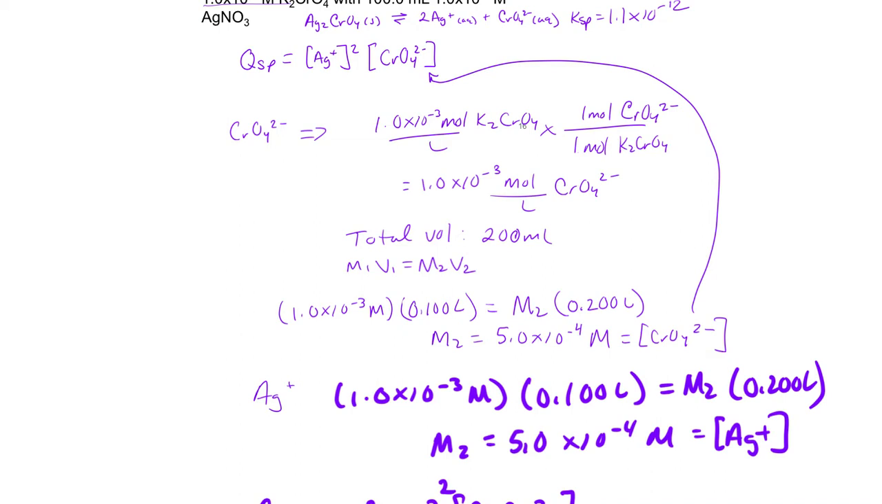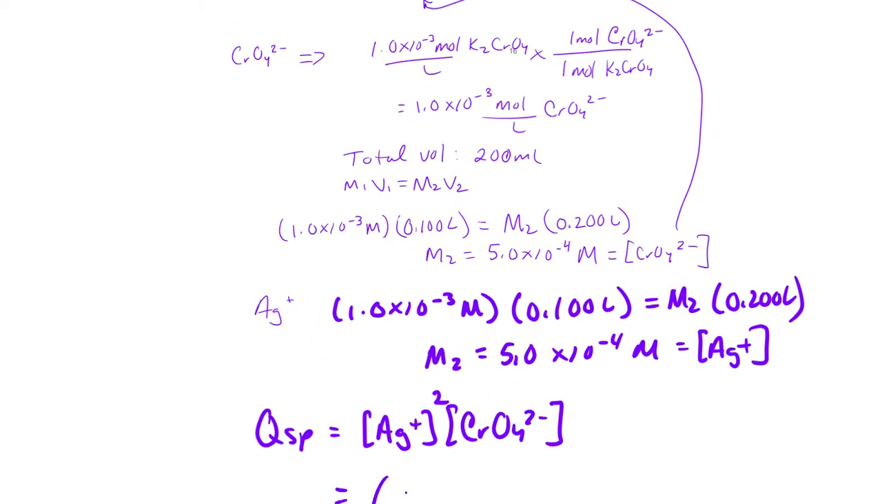So now we can plug these concentrations into our Q expression. Okay? So we're going to have 5 times 10 to the minus 4 squared times 5 times 10 to the minus 4. And we're going to end up with 1.25 times 10 to the minus 10 for Q. Everyone okay with that? Questions?